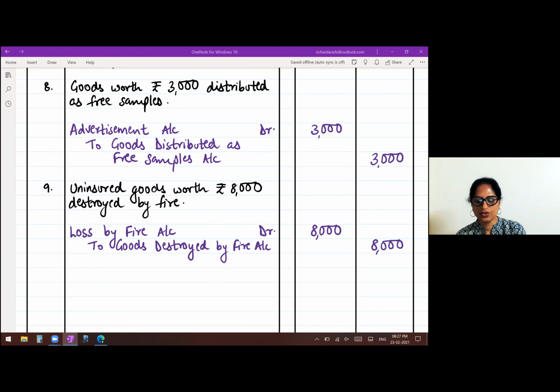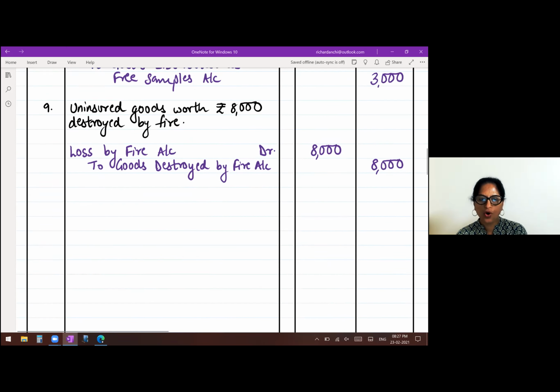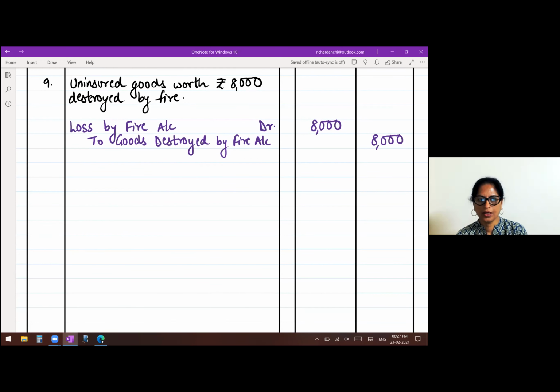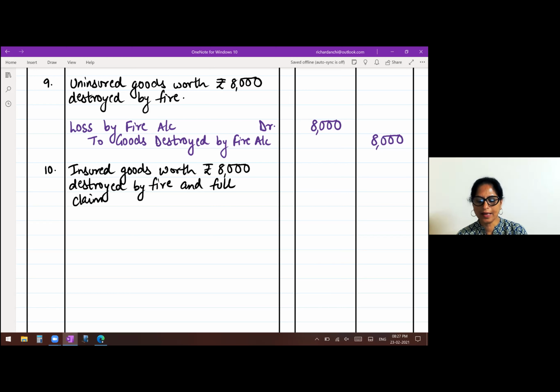Now see how the next transaction changes. Insured goods worth rupees 8,000 destroyed by fire and full claim is accepted by insurance company.